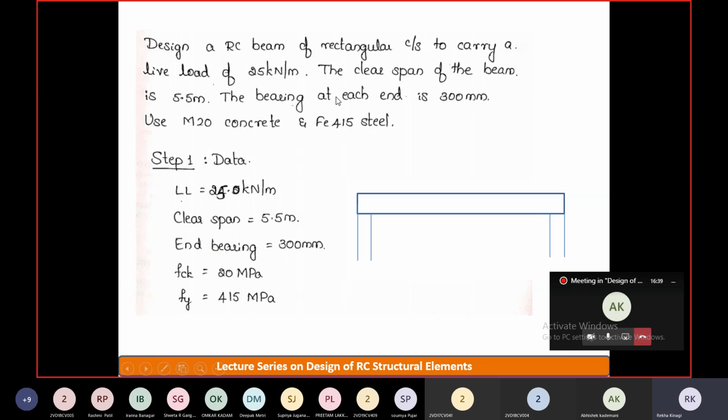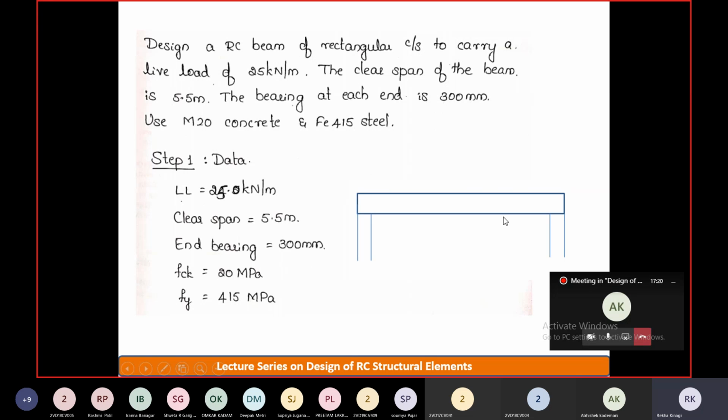The clear span of the beam is 5.5 meter, so let me note down, clear span is equal to 5.5 meter. The bearing at each end is 300 mm, that is end bearing. FCK is 20 megapascal, Fy is 415 megapascal. Now in the previous design, the span which was given to us was the effective span. Now it is being given as clear span. Now what is this clear span?